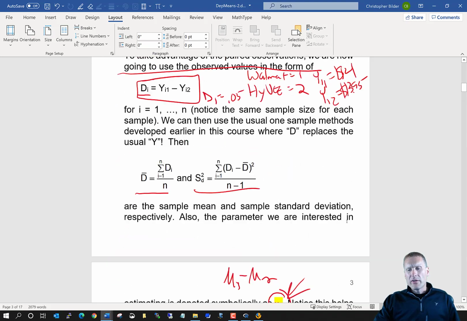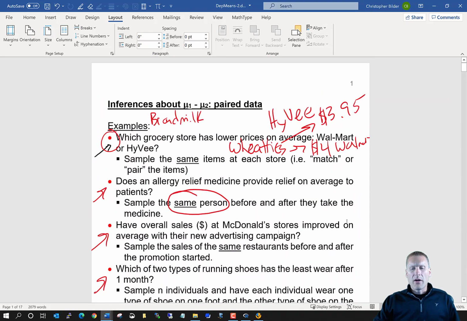To put it in an intuitive way, let's go back to this Walmart and Hy-Vee example. Imagine you go out and take a random sample of 10 items from Walmart. Imagine you go out and take a random sample of 10 items separately at Hy-Vee. Well, since there are so many items in each store, most likely you're going to have different items in both samples. You're going to have a lot more variability to deal with in your prices than if you sampled the same item in Hy-Vee and Walmart and came up with 10 of these item pairs.